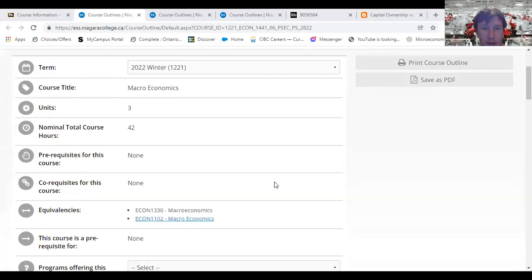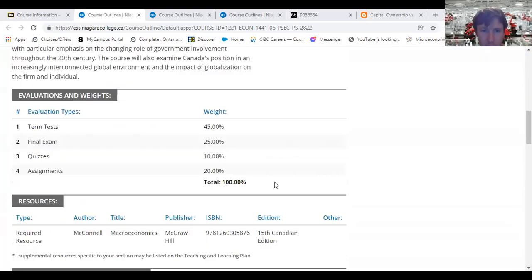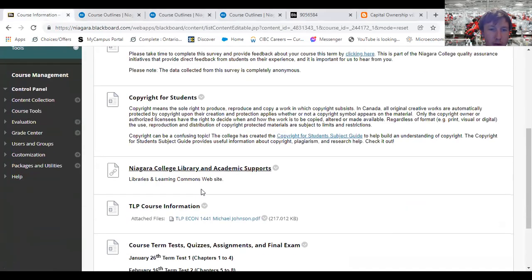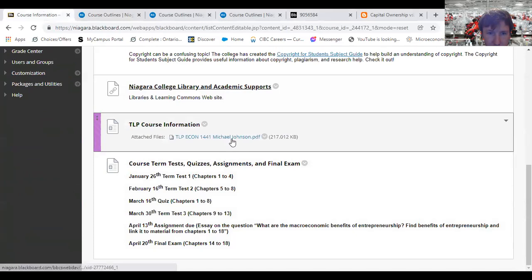So this course is going to have term tests, a final exam, quizzes, and assignments. That's how the course is structured. Then the TLP goes through more details about that.